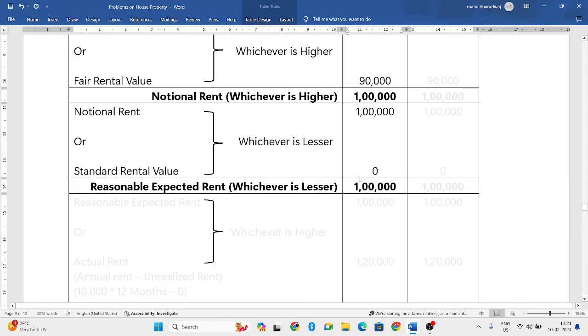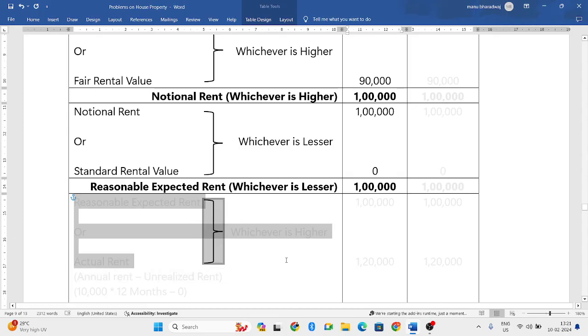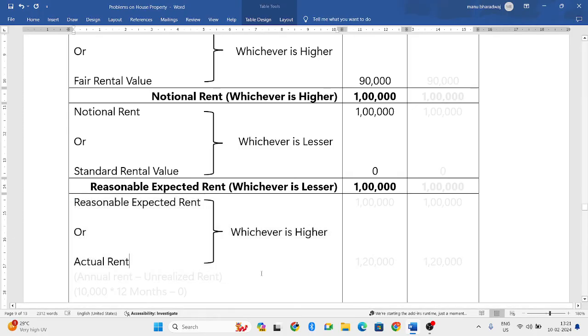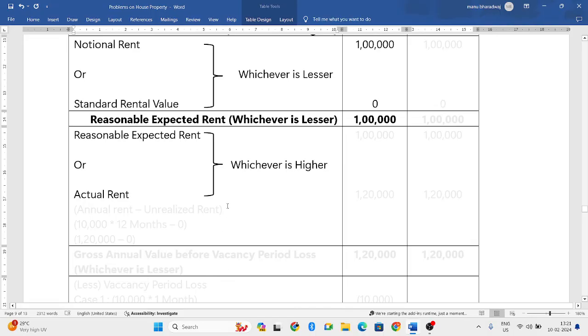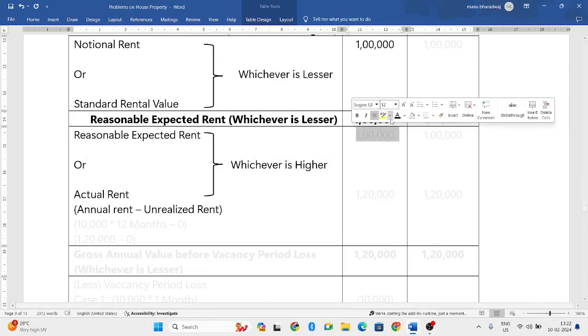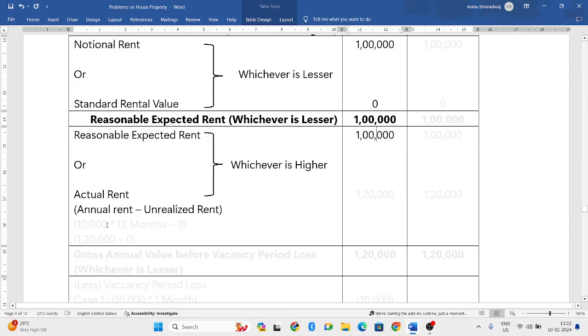Reasonable expected rent will also be 1 lakh. Now this reasonable expected rent we will compare with the actual rent. So there is a formula to find out the actual rent. The formula to find out actual rent is annual rent minus unrealized rent. If we subtract the unrealized rent from annual rent, we will get the actual rent. Reasonable expected rent we have found out is 1 lakh rupees. Now we have to find out the actual rent. For that, we require annual rent minus unrealized rent.